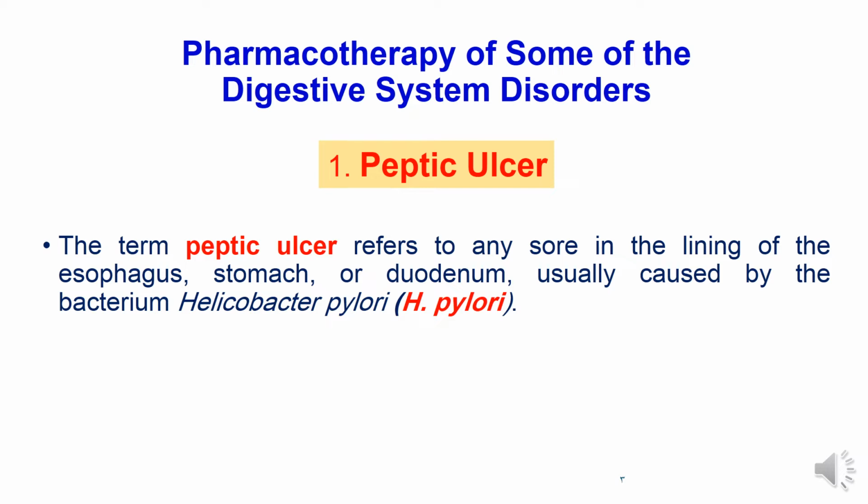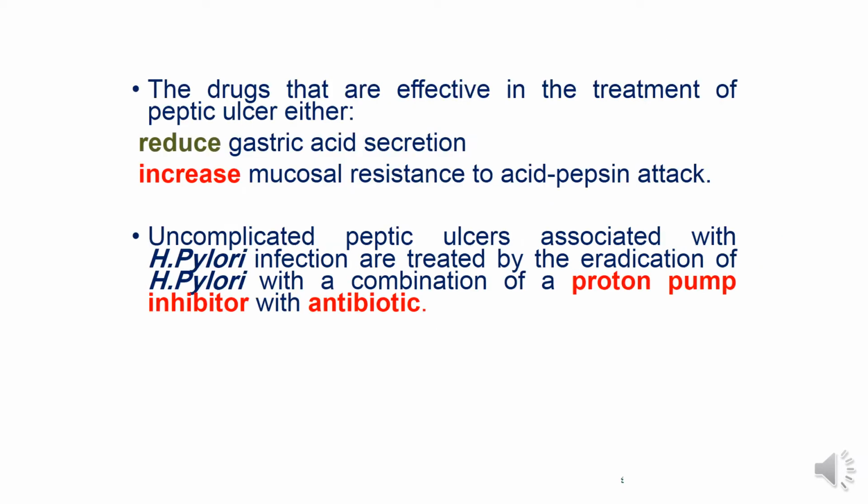Peptic ulcer refers to any sore in the lining of the esophagus, stomach, or the duodenum, usually caused by a bacterium called Helicobacter pylori or H. pylori. Drugs that are effective in treatment of peptic ulcer can work in two ways, either by reducing gastric acid secretion or increasing mucosal resistance to acid pepsin attack.